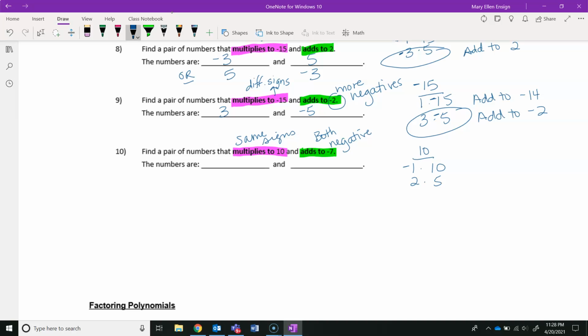So here in my factors, in this case, both are negative. Well, this first pair adds to -11, and the next two numbers add to -7, and those are the ones I want. -2 and -5. Okay, so you have to think about those signs. And again, this seems kind of out in left field at the moment, I realize, but we're going to be using this in just a minute.